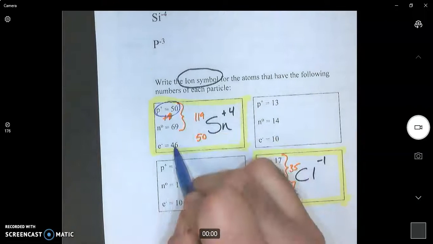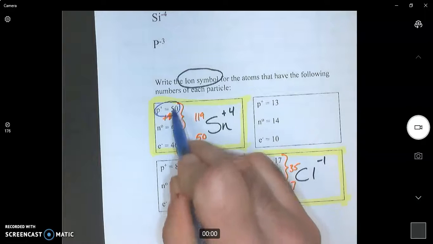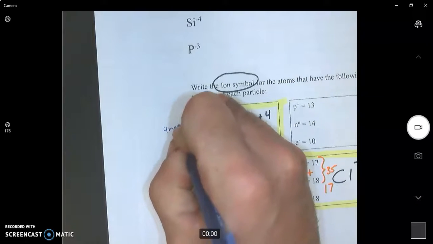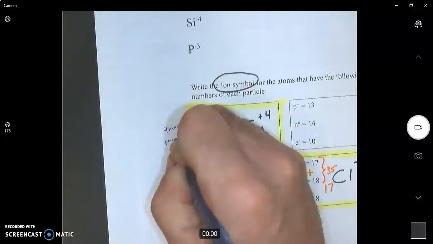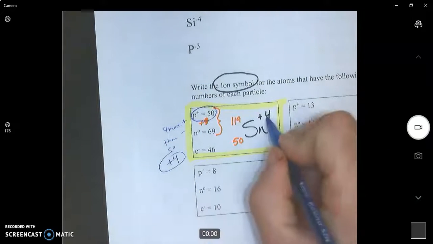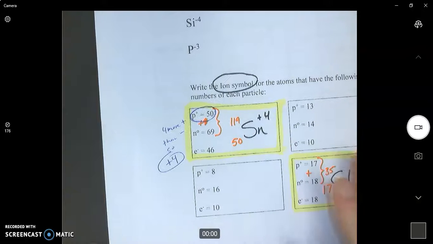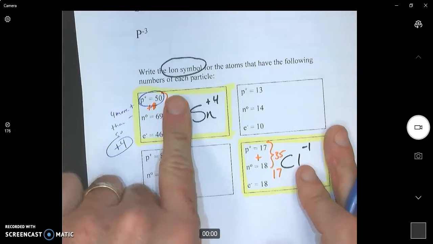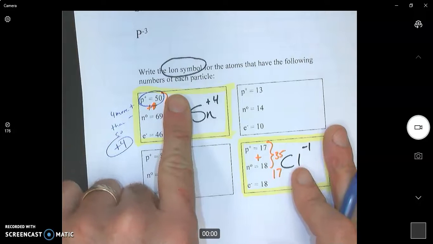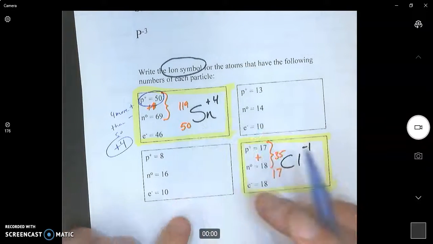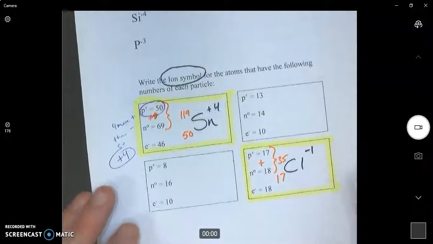We look at 50 and 46. There's 4 more positive protons than electrons. 4 more positive than negative. So we get a +4 charge. Okay? And then if you were asked to do the ion symbol, that's all you would need to show. Sn, we know it's tin with a +4 charge because there's 4 more protons than electrons. If I asked you for the mass number, you would just add those in. Mass and atomic number for a nuclear symbol.